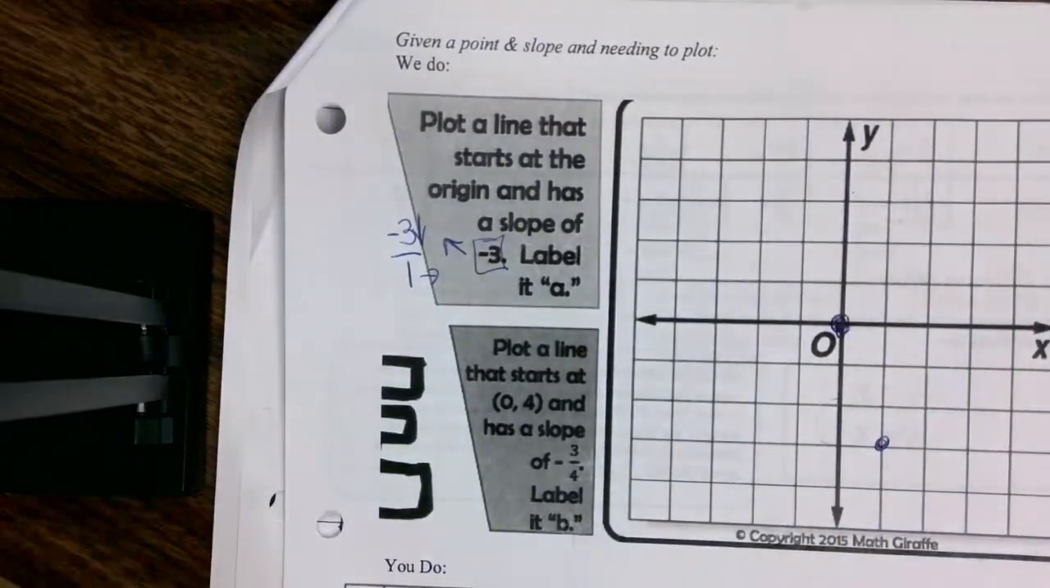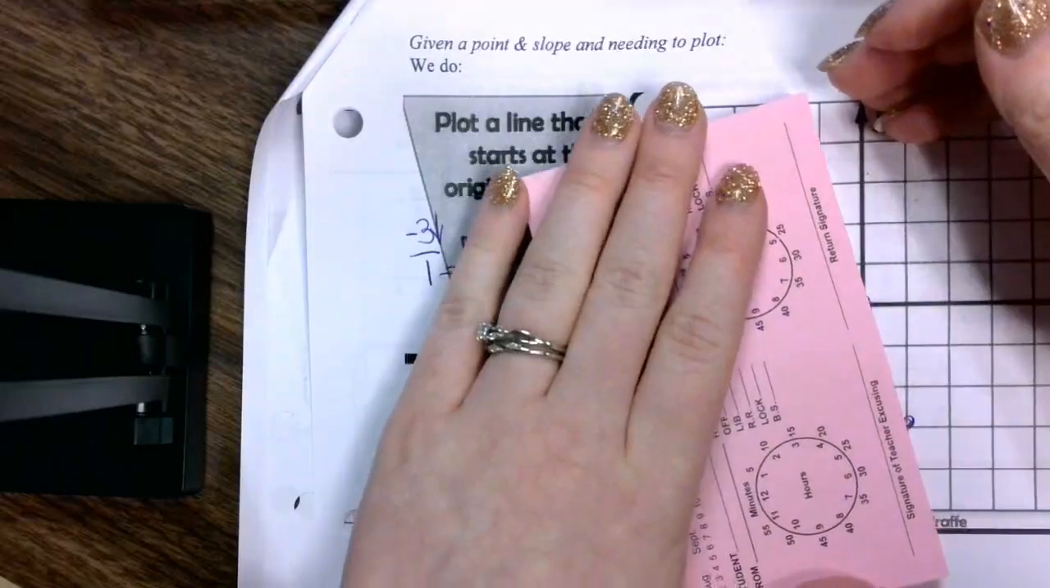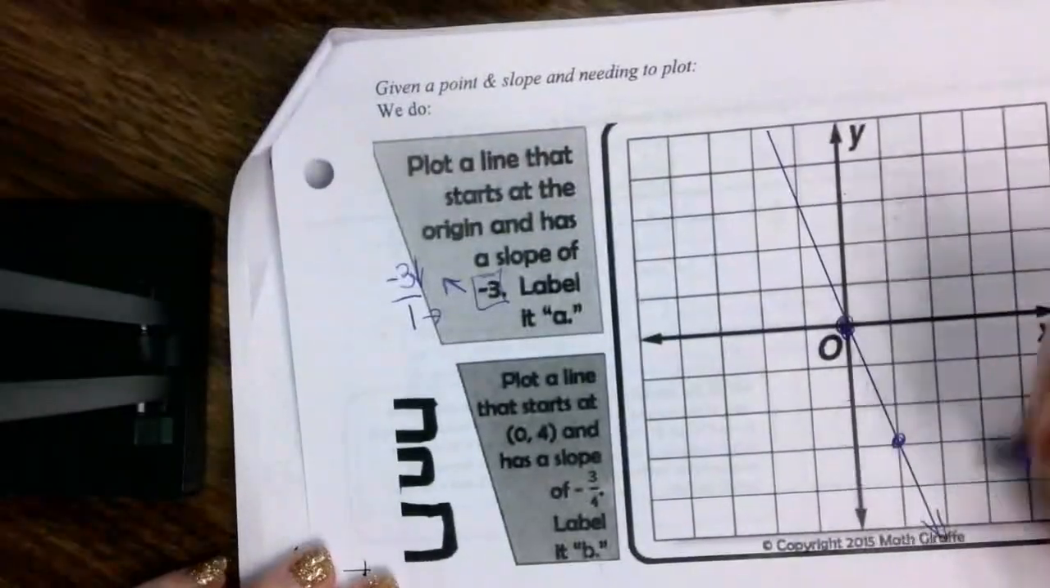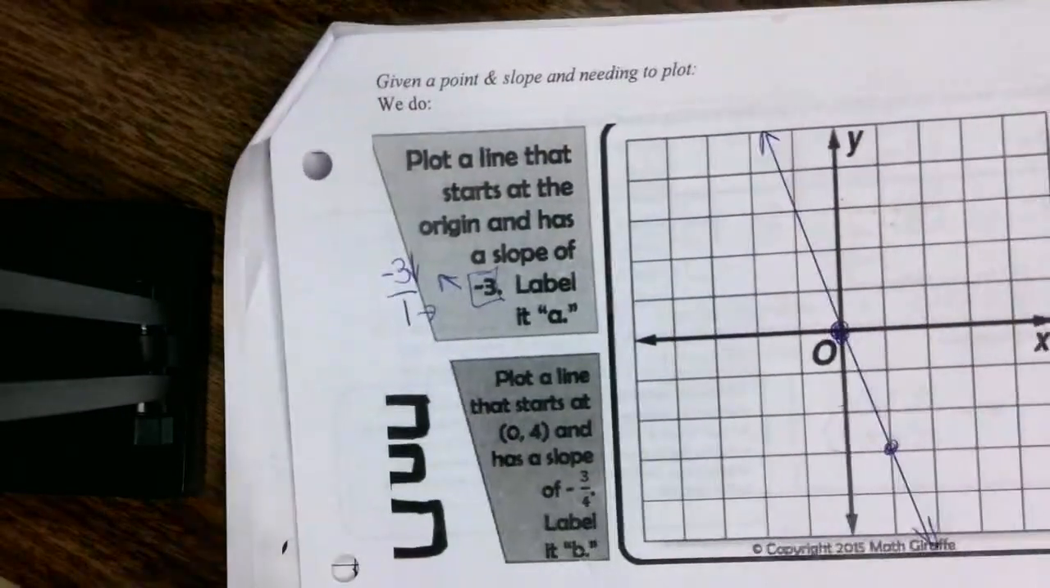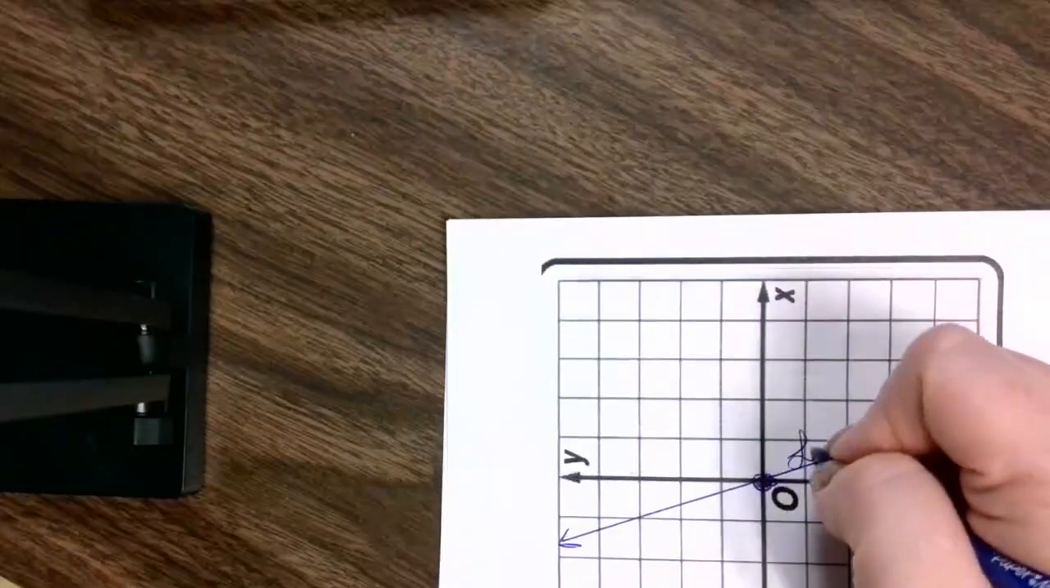You're going to want to get a straight edge or something to connect these because you want to make sure you have a straight line that goes the entire length of the paper. And that's our first line. It says to label it A, so I'm going to just write on here line A.